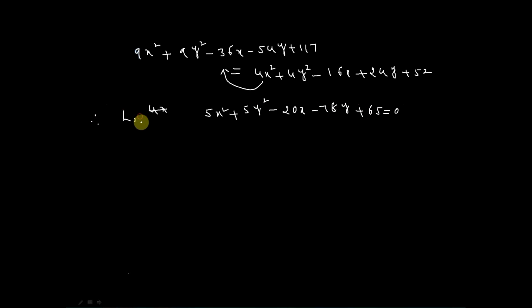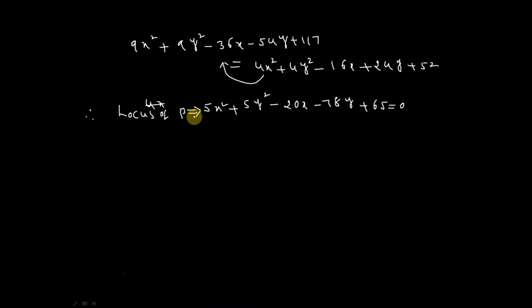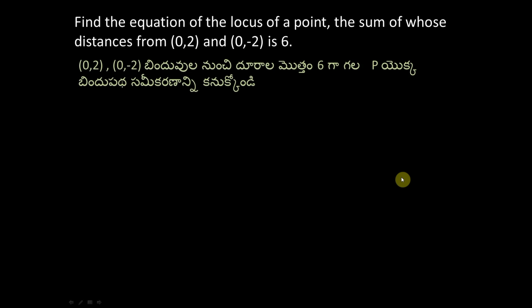Therefore, locus of P, this is the answer. See this problem, this is important as far as examination is concerned. Find the locus of P, the sum of whose distances from (0, 2) and (0, minus 2) is 6.